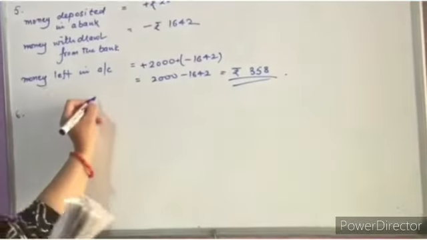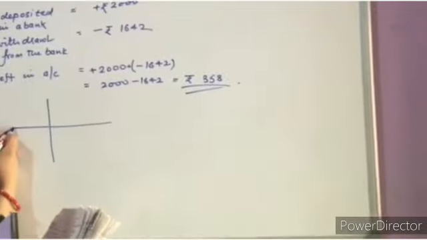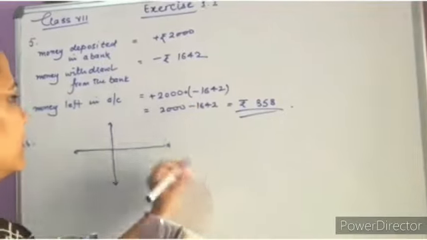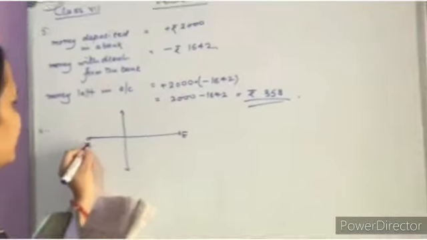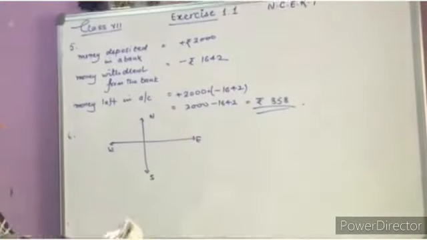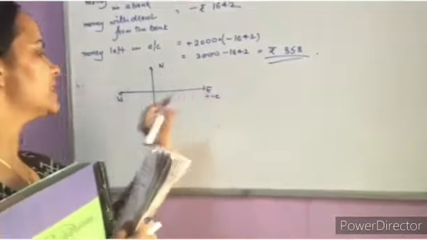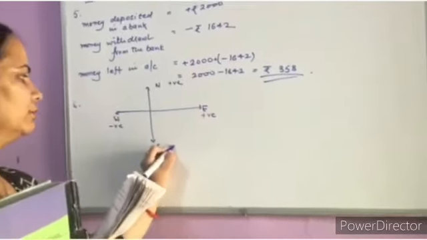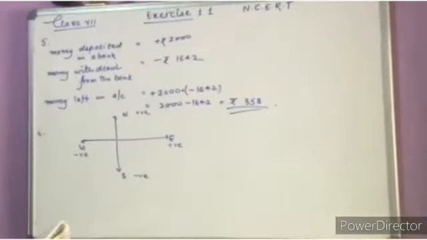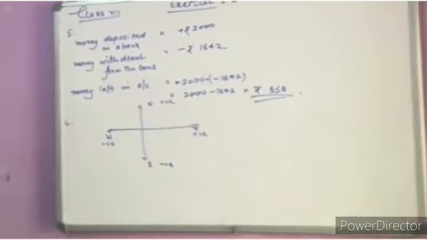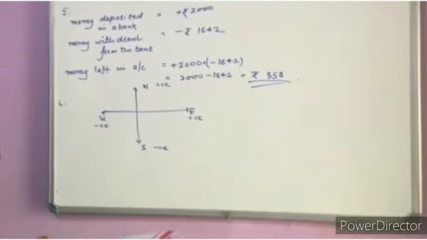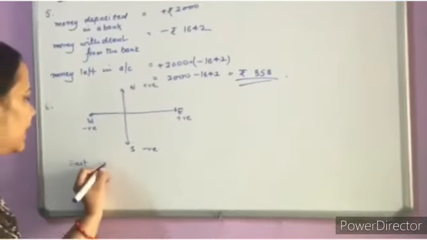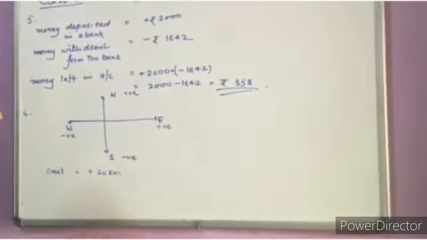Question number 6. First, in this question we will make our directions. Here we have east, west, north and south. If I take positive for east, I have to take negative for west. If I take positive for north, I have to take negative for south. What does the question say? Ritu goes 20 km towards east. If she is going towards east, she is taking plus 20 km.